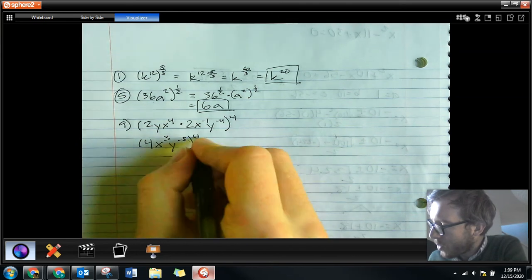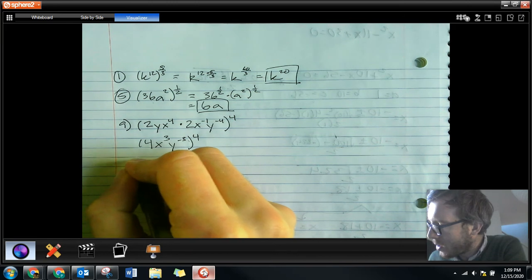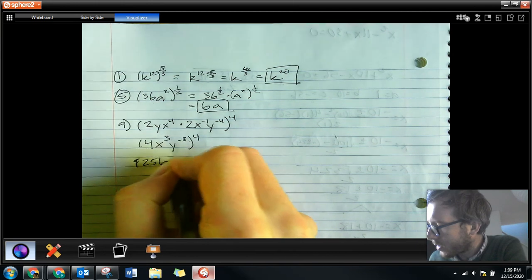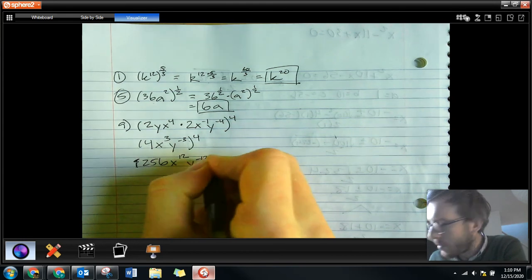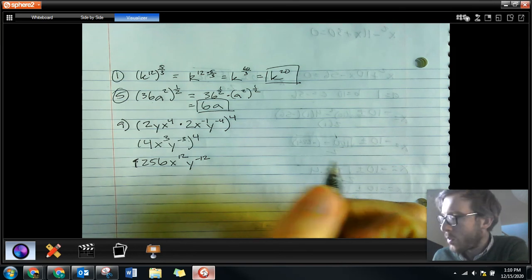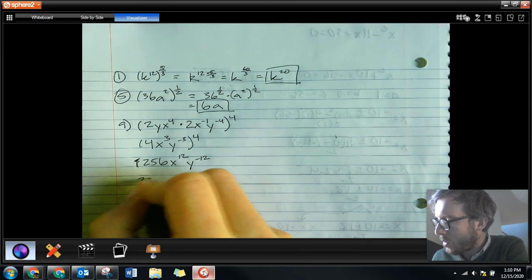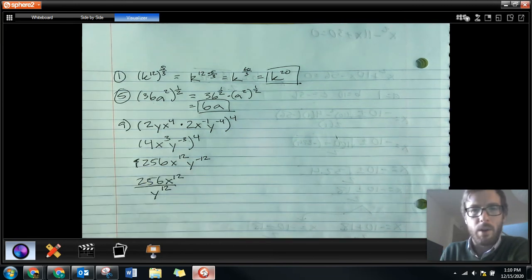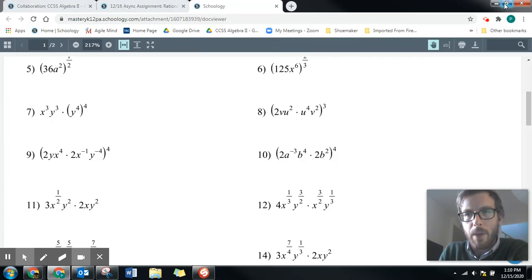So 4 to the 4th is 256. X to the 3rd to the 4th is x to the 12th. This is the power rule, so we're multiplying exponents. And we have y to the -12. Because we don't want any negative exponents in our final answer, since it's a negative exponent, we use the reciprocal. So our final step here, we have 256 x to the 12th over y to the 12th. Remember, anytime you have a negative exponent, you can rewrite it as 1 over that positive exponent.